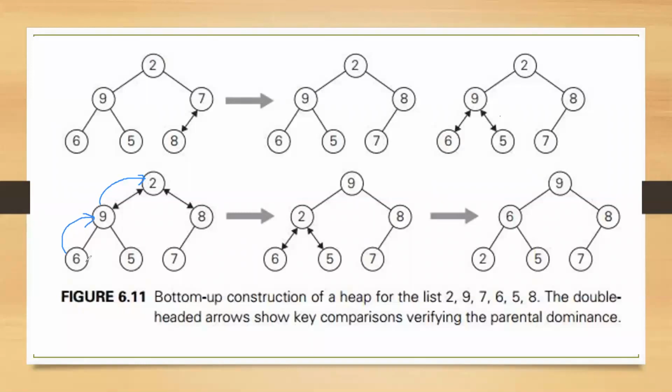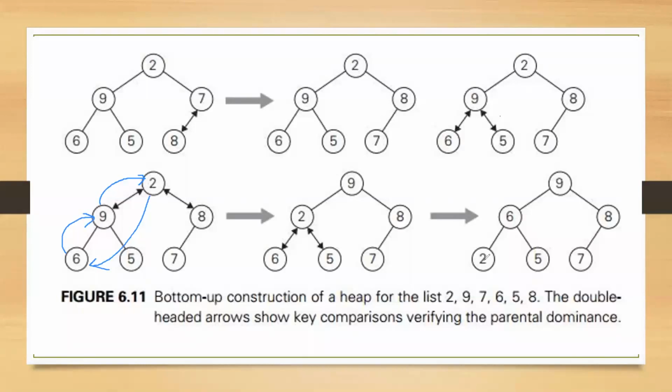Now assume that 2 is here in the position of 6. Now check once again whether the parental dominance holds. Since there is no child for this 6, you can stop the process there and bring this 2 to this position. So if you look at the last diagram, 9 has gone to the root and 6 has come to the position of 9 and 2 has come to the leaf node position.